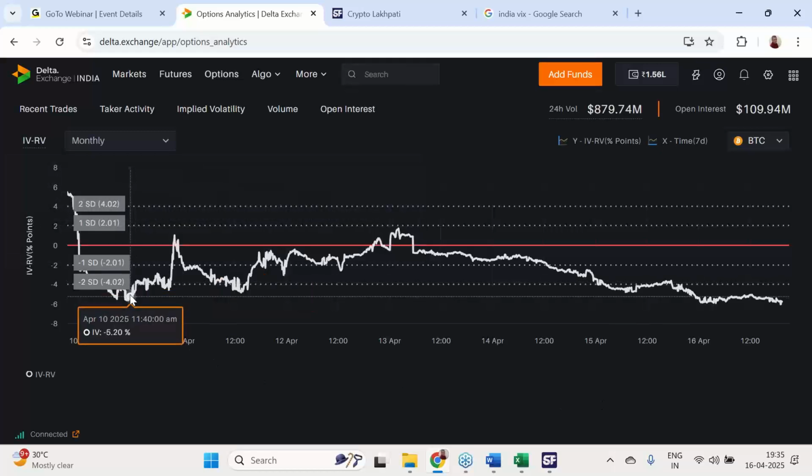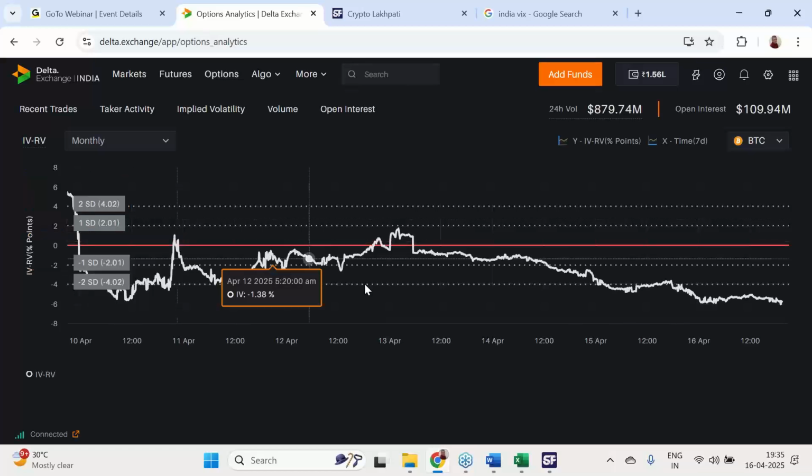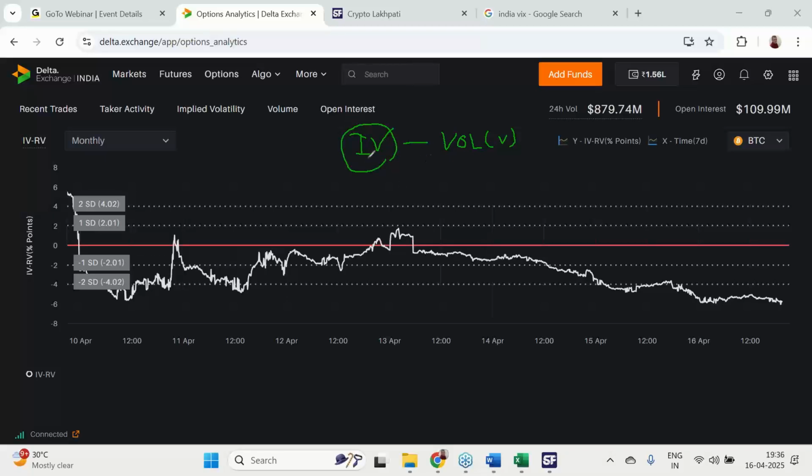If it is negative, it will come on the negative side. If positive, it will come on the positive side. At 0, it will come at 0. So how do 1 SD and 2 SD differ? Here it is showing negative. That means your average IV is less than the real volatility of Bitcoin. Only then will it be negative. The average IV is lesser compared to Bitcoin's volatility. Only then will it come negative. So now it is negative.